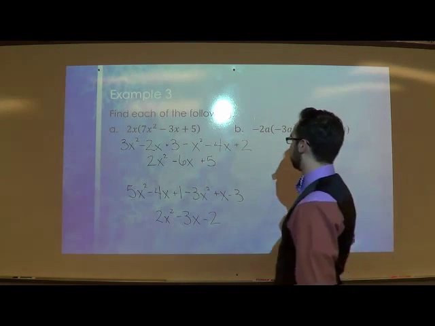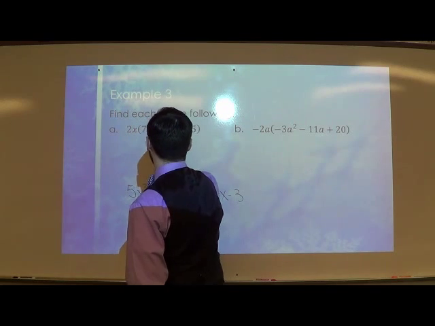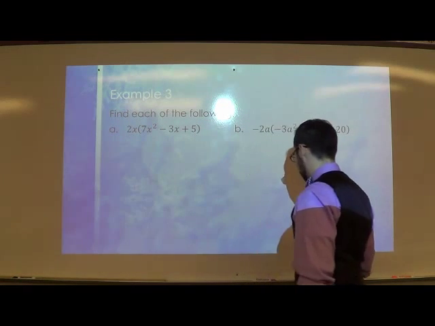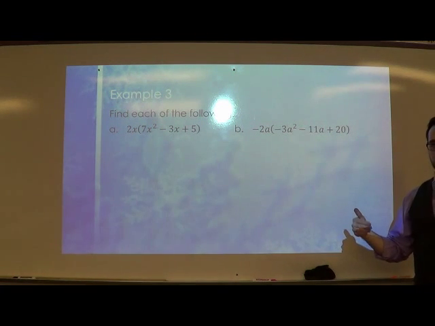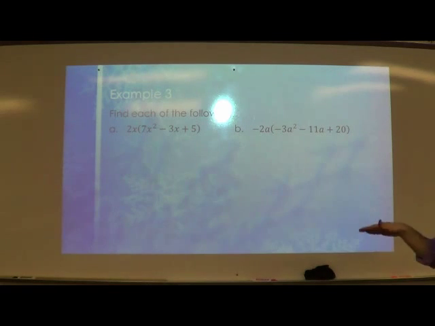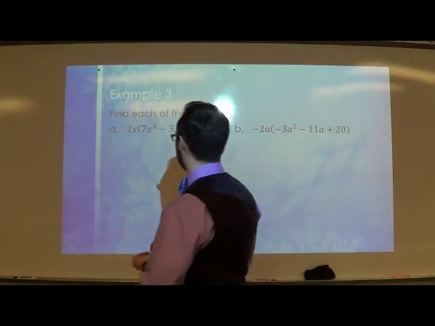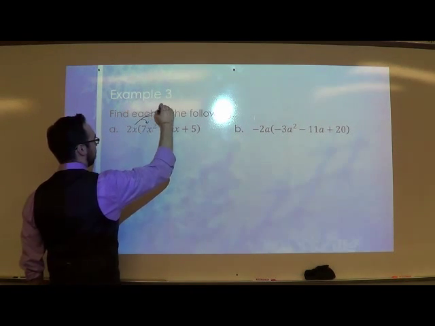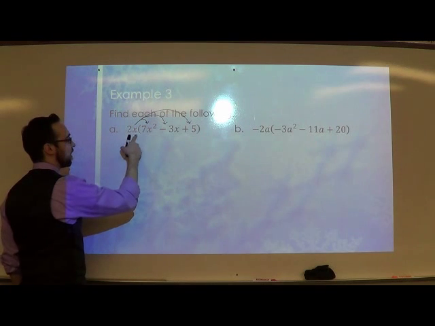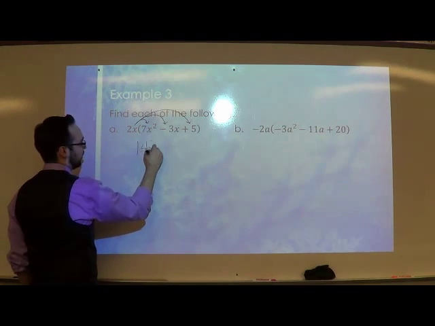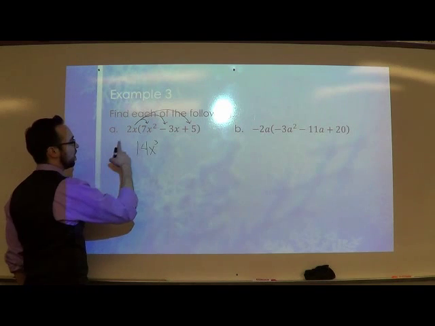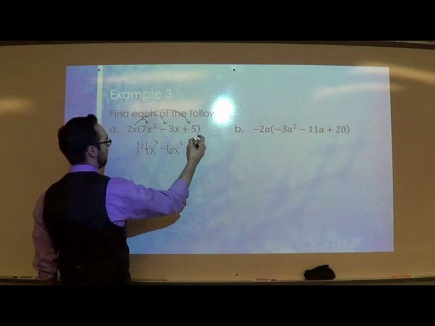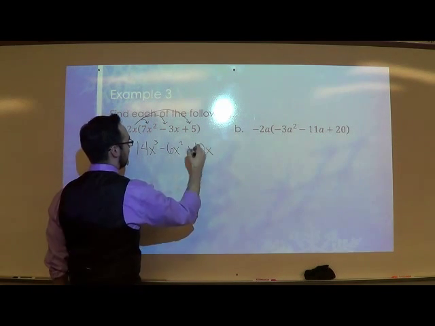Now we're going to start looking at some multiplication. When we multiply, we're using the distributive property. So we've done FOILing before, which again is just an elongated distributive property. Now we're strictly using the distributive property. I'm going to multiply every term by 2x. So it's going to multiply throughout. So 2x times 7x squared is 14x cubed. 2x times negative 3x is negative 6x squared. And 2x times 5 is a positive 10x.